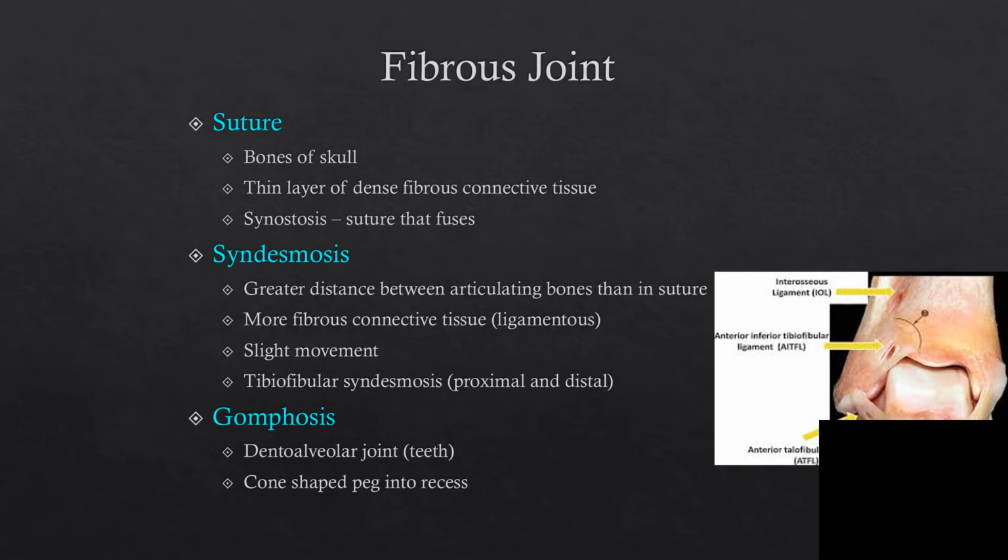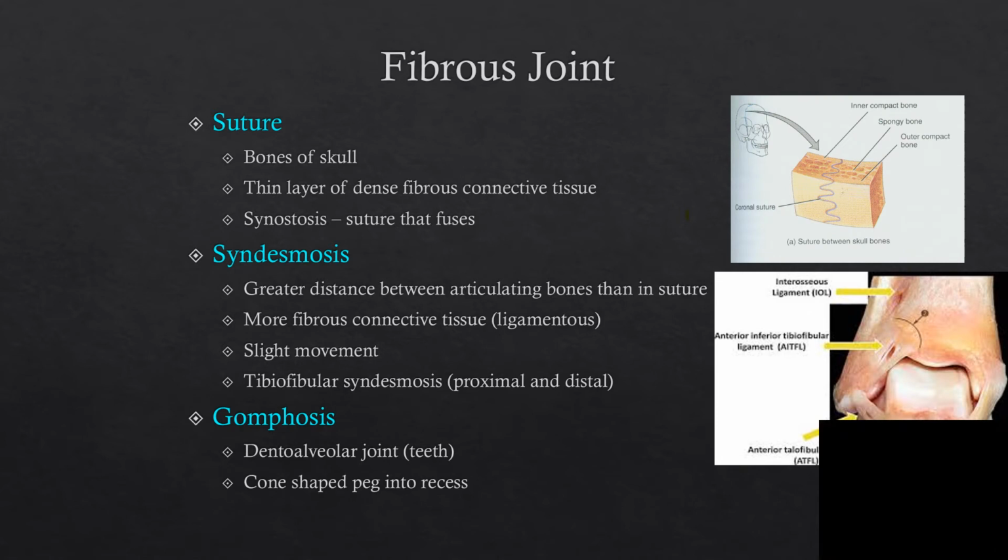Between all those little jagged edges is basically a thin layer of dense connective tissue. So if we look at this suture joint right up in here, that's what the suture would look like, and what really holds it together is a very thin layer of dense fibrous connective tissue. Eventually, as we get older, this suture joint starts to fuse, and we lose a lot of that dense connective tissue. At that point, it does become a synostosis as we get more towards being adult. That's called a suture joint.